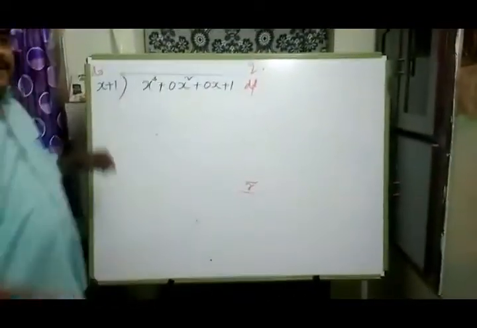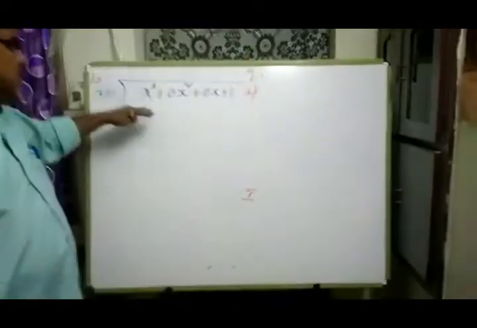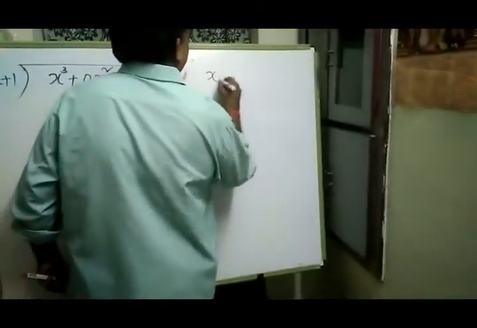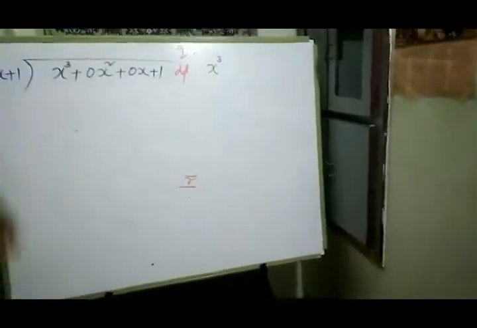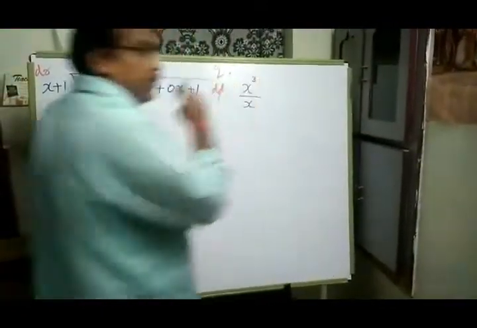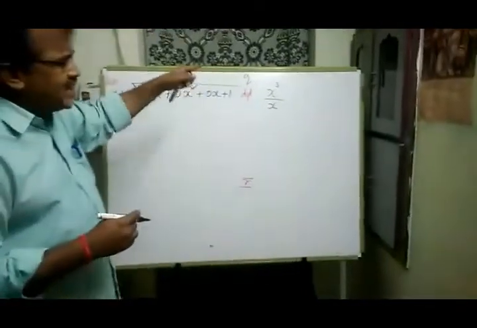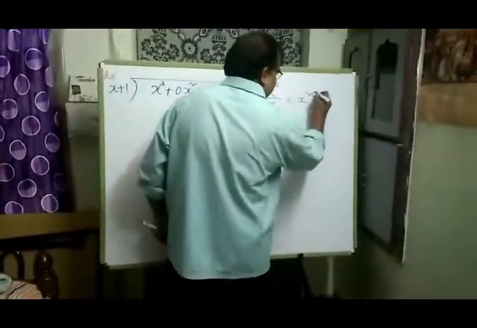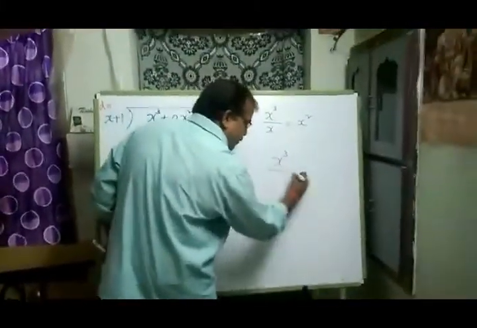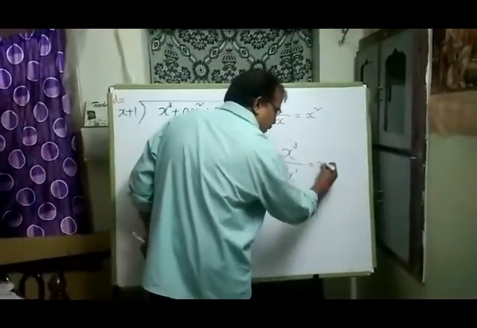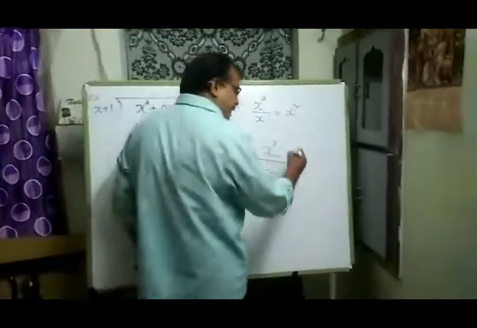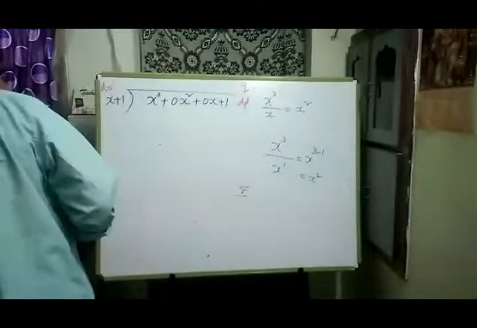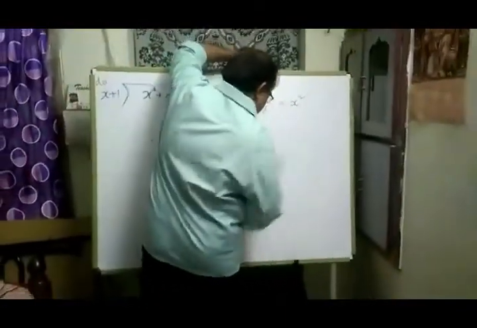So how to do? Already I explained two sums. First term of the dividend. What is the first term of the dividend? X cube. What is the first term of the divisor? X. So what is the result of x cube by x? X cube by x is nothing but x square. If you have any doubt, x cube divided by x to the power of 1, a to the power of m by a to the power of n is a to the power of m minus n, 3 minus 1 is equal to x square. So x cube by x is equal to x square.